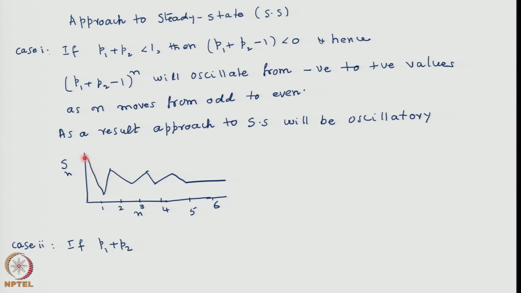So, we should see in this picture a diagrammatic representation that if you start with the sunny state, the probability will keep oscillating. The amplitude of oscillation will come down successively as n increases, and eventually the steady state value that we predicted will be attained. So, this is the case when P1 plus P2 is less than 1. If P1 plus P2 is more than 1, then the decay becomes monotonic, not oscillatory decay or approach to steady state. It will be monotonic.